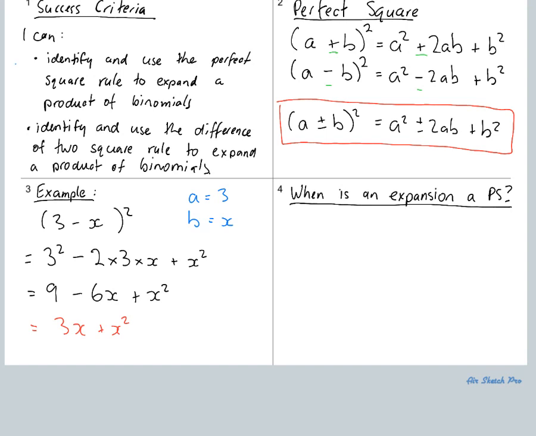Yep. Right, lovely. They're not like terms. Yep, that's exactly right. Thanks, Jack. So they're not like terms, so you can't actually do that line in red. So that is as simple as you can get: 9 minus 6x plus x squared.